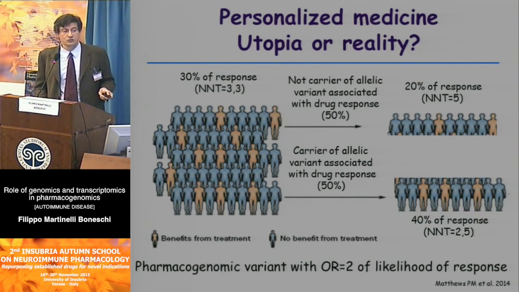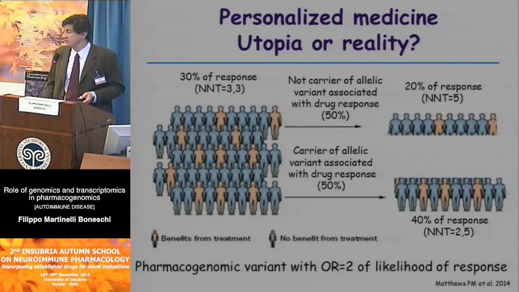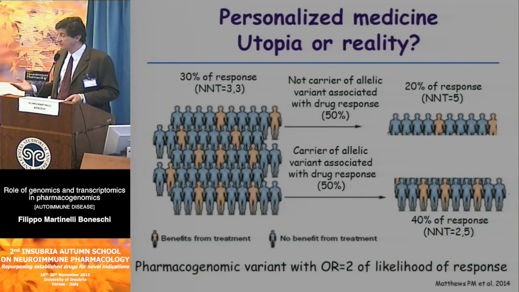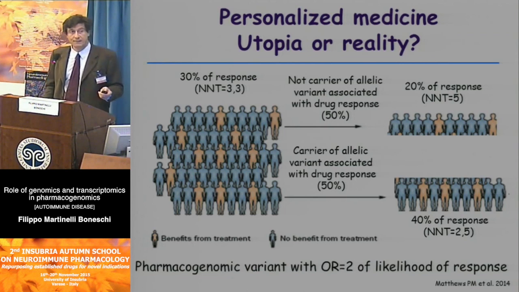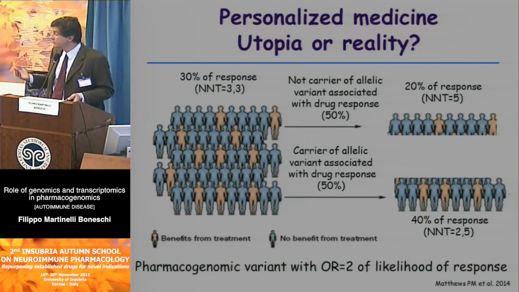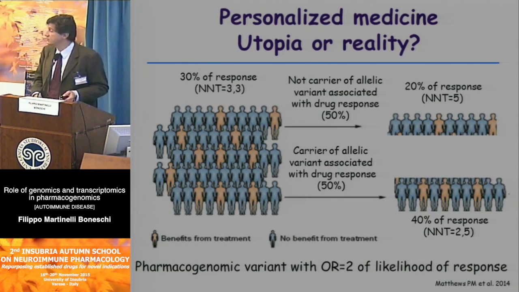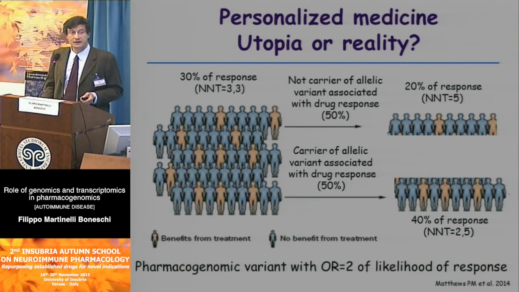This corresponds to a variant which is associated with an odds ratio of 2 of likelihood of response. So we can say that individuals who carry these variants have a probability to respond to treatment which is twice greater than those who do not carry that specific variant. And this is an example of how we can use genome-wide association studies for the identification of predictors of response to treatment.